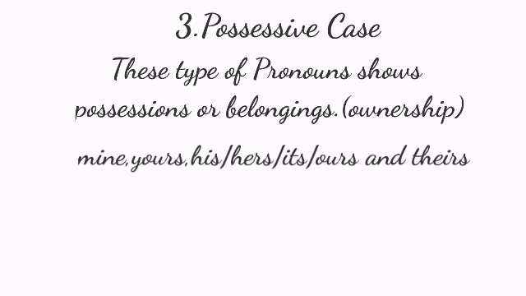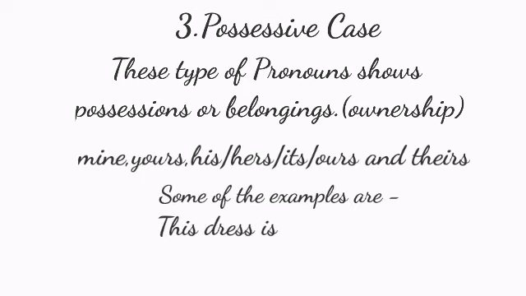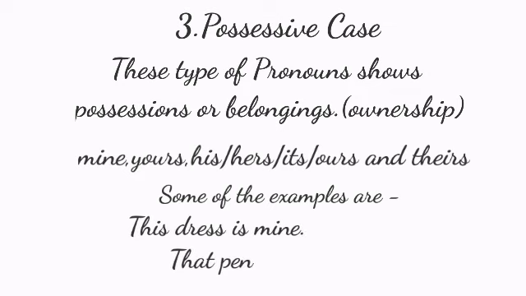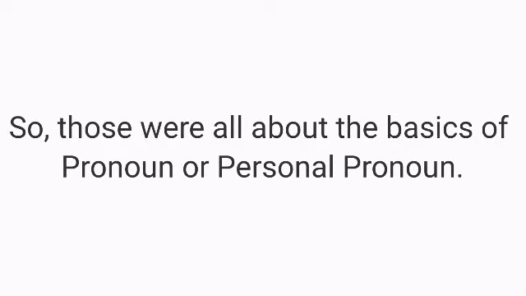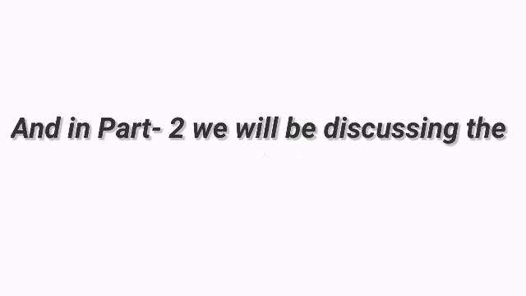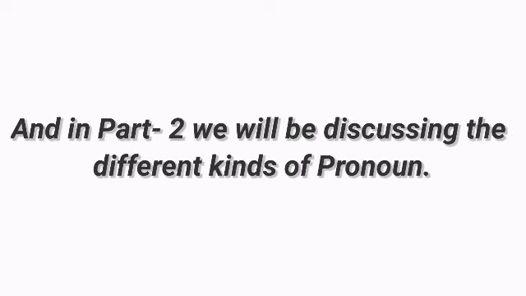Let me make it more clear with the help of some examples. This dress is mine. That pen is yours. So you can clearly see that the pronouns mine and yours are displaying the belongings of these two things, dress and pen. And those were all about possessive case. So those were all about the basics of pronoun, or you can say personal pronoun. And in part 2 we will be discussing the different kinds of pronoun.